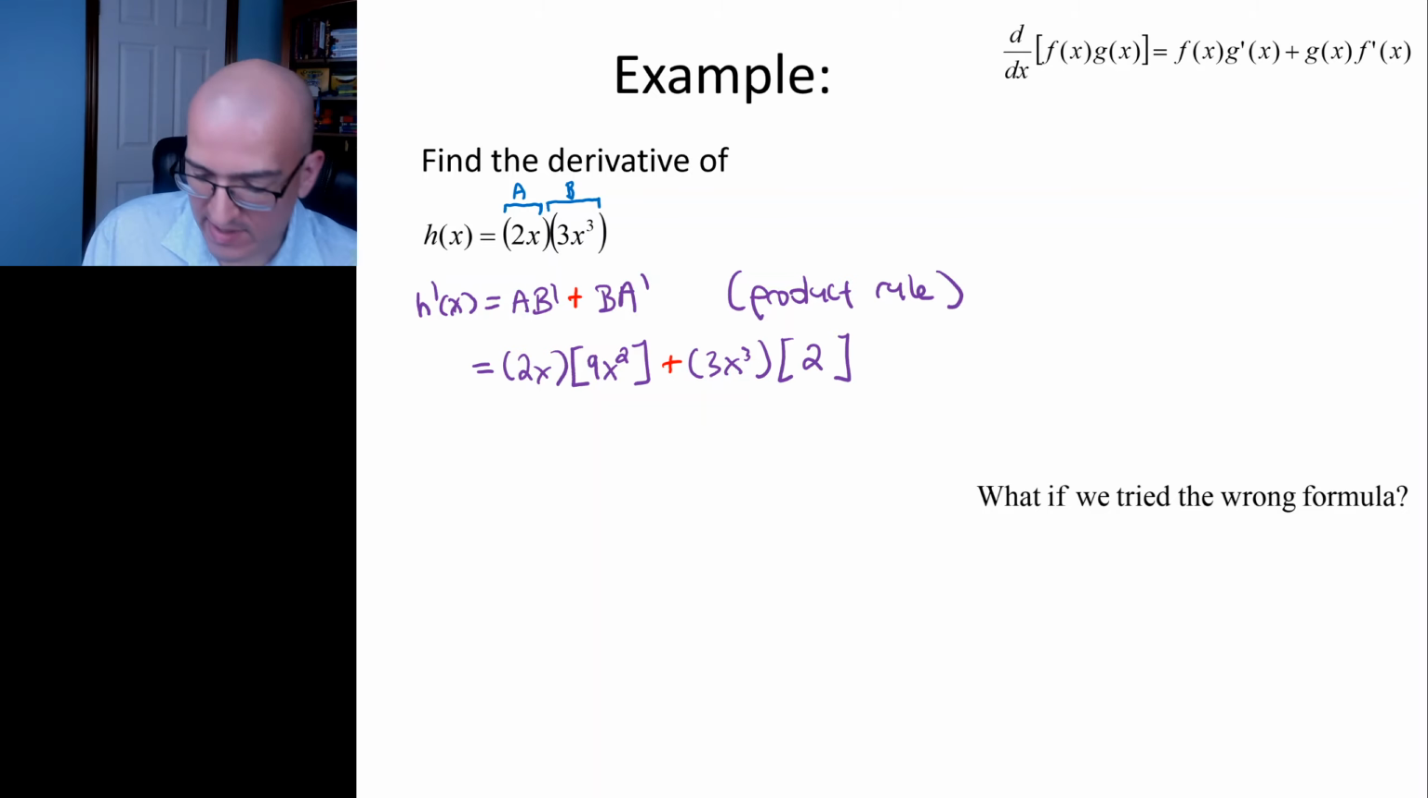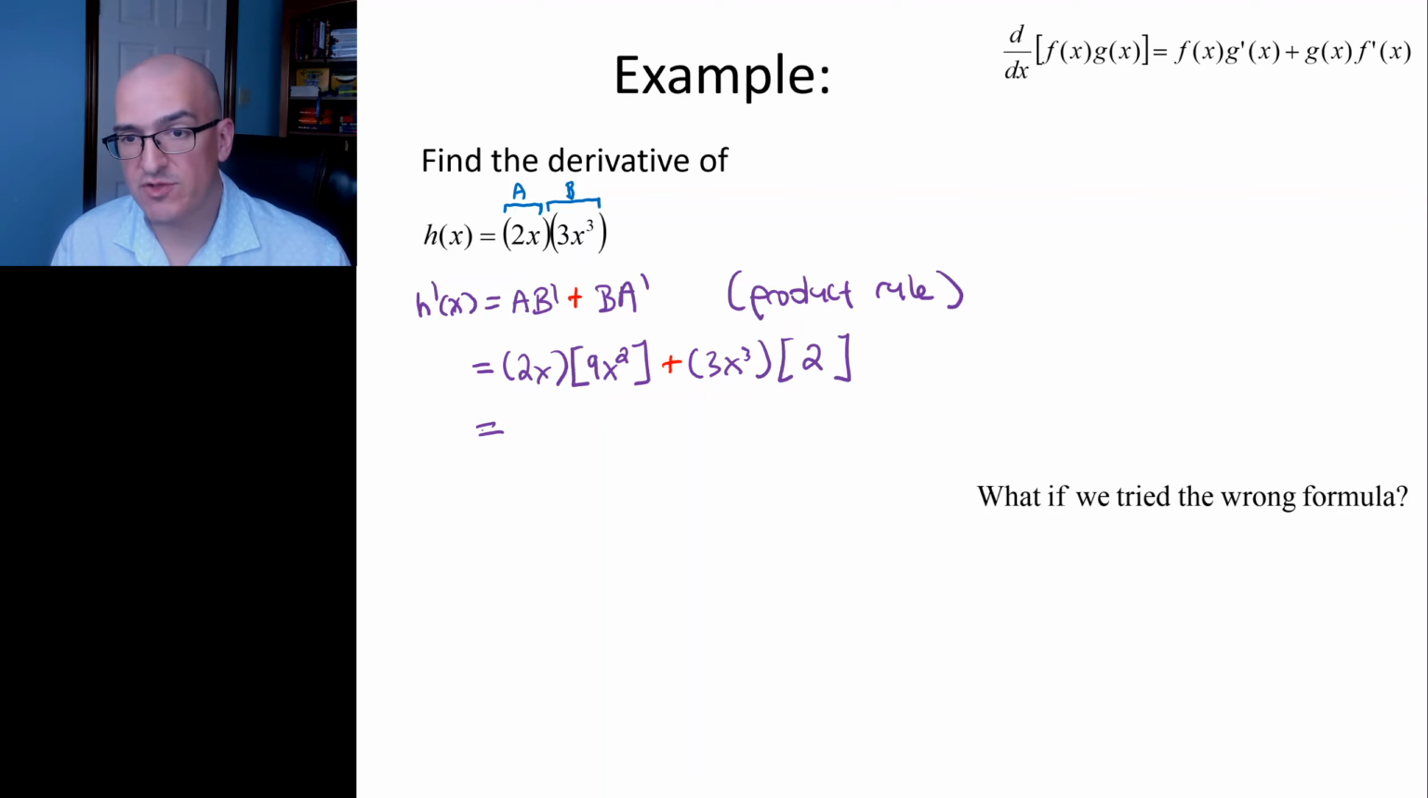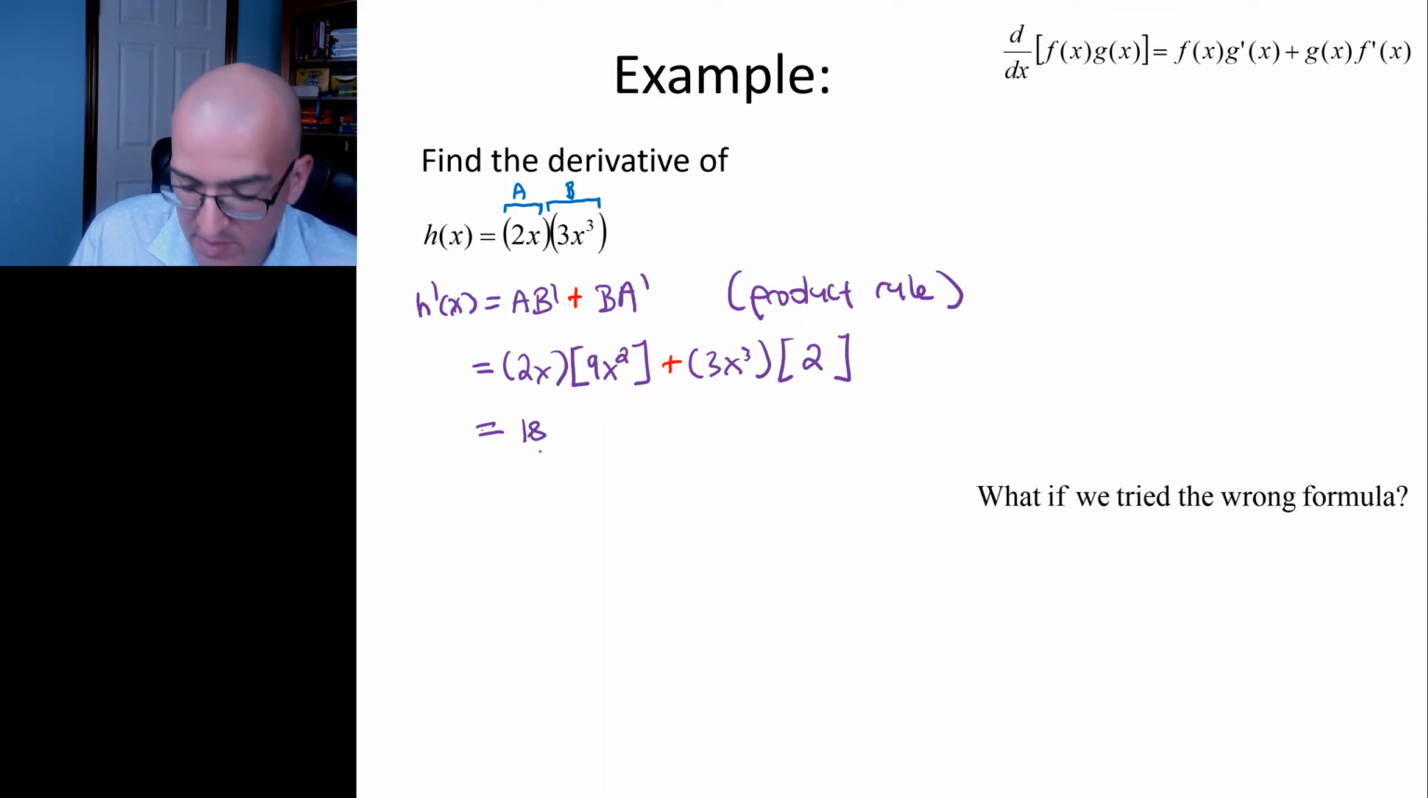Let's simplify our final answer. Let's multiply the terms together. We have 2x times 9x squared. Multiply the 2 and the 9 together, so 18. We multiply the x and the x squared together, so x to the power of 3. Plus, we do the same thing for the next piece. The 3 and the 2 multiply together, 6, x to the power of 3. We have 18 of something plus 6 of that thing, so 24x to the power of 3 is our final answer.